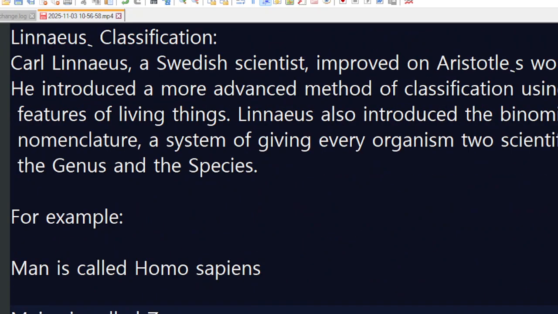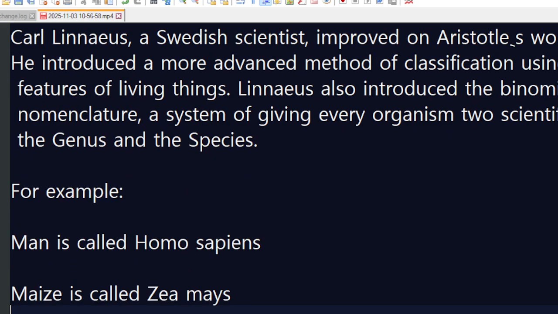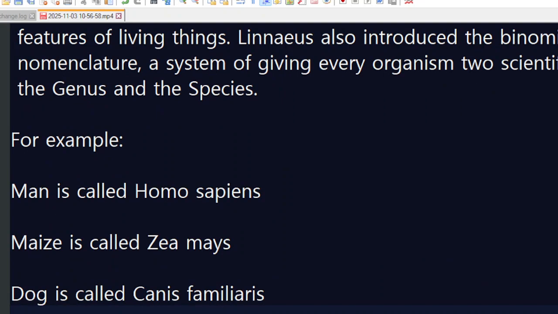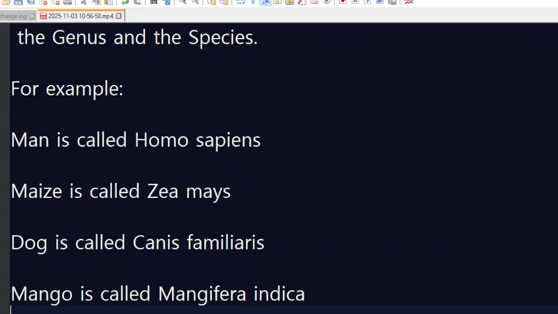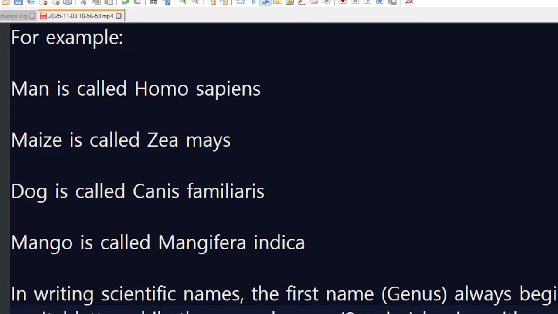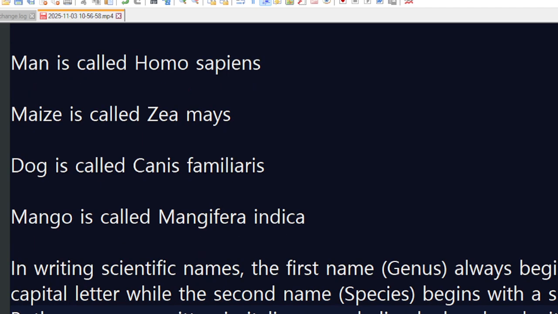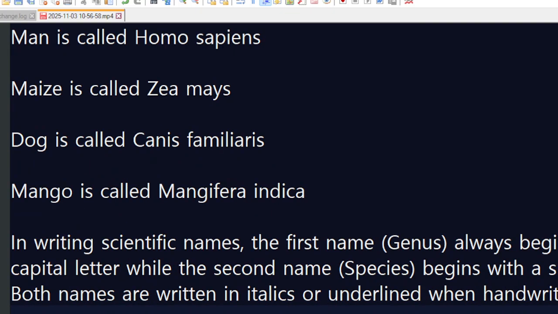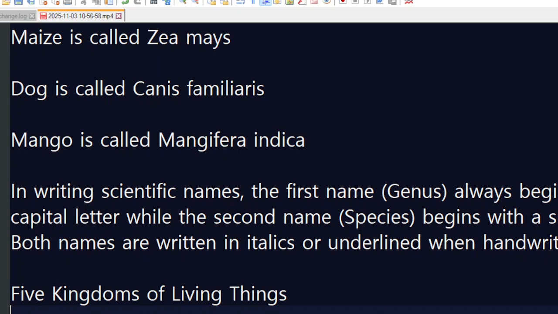For example, man is called Homo sapiens, maize is called Zea mays, dog is called Canis familiaris, mango is called Mangifera indica. In writing scientific names, the first name, which is the genus, always begins with a capital letter, while the second name, the species, begins with a small letter. Both names are written in italics or underlined when handwritten.